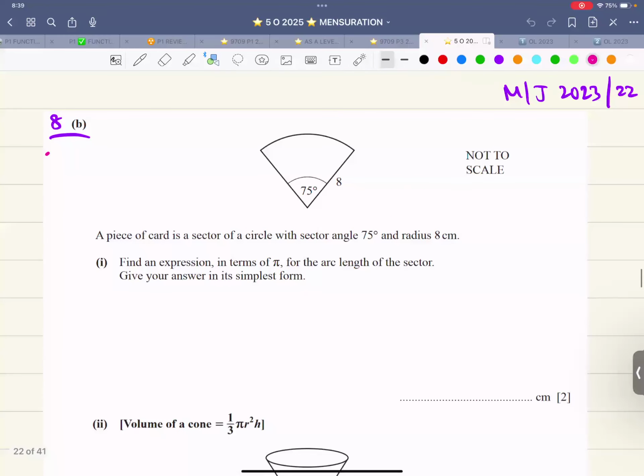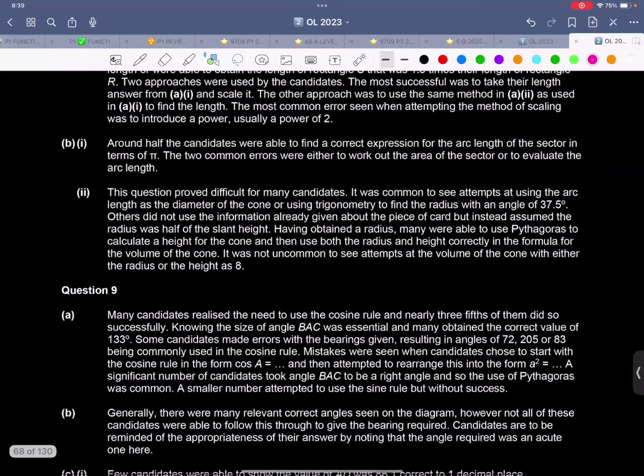And let's start with part B. Let me focus on part B first. So there it is. So now let me focus on this part, part B. It says around half the candidates were able to find a correct expression for the arc length of the sector in terms of pi. The 2 common errors were either to work out the area of the sector or to evaluate the arc length. So we have to find an expression. That is the first thing.